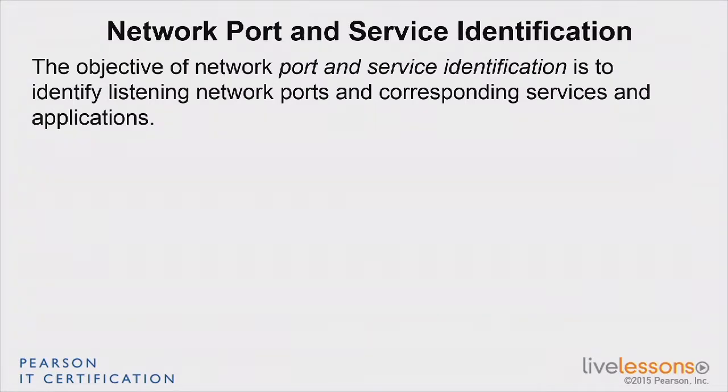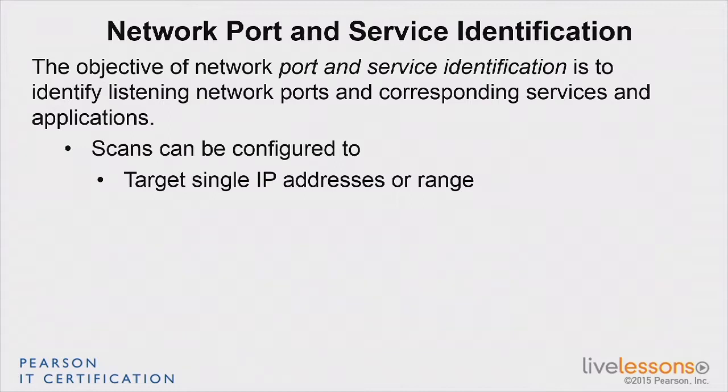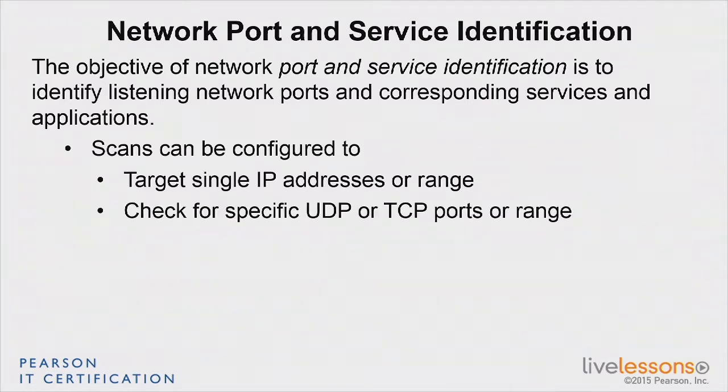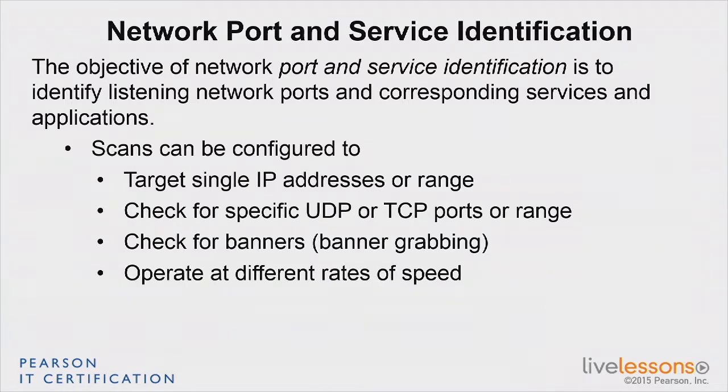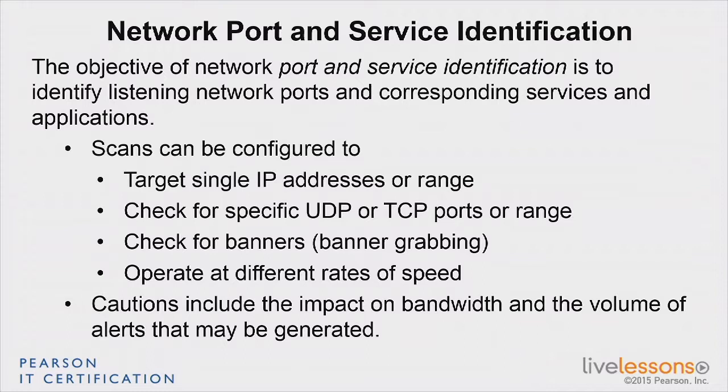The objective of network port and service identification is to identify listening network ports and corresponding services and applications. Network port and service identification requires the use of scanning techniques. Now, scans can be configured to either target a single IP address or an IP range, or check for specific UDP or TCP ports or ranges. Scans can also be configured to check for banners, often referred to as banner grabbing. Your scans can also be configured to operate at different rates of speed, from very fast to very stealthy. You may need to adjust the rate of speed depending upon when it trips an IDS or an IPS alert. Your cautions here, again, are that you may impact bandwidth and the volume of alerts that may be generated during scanning.